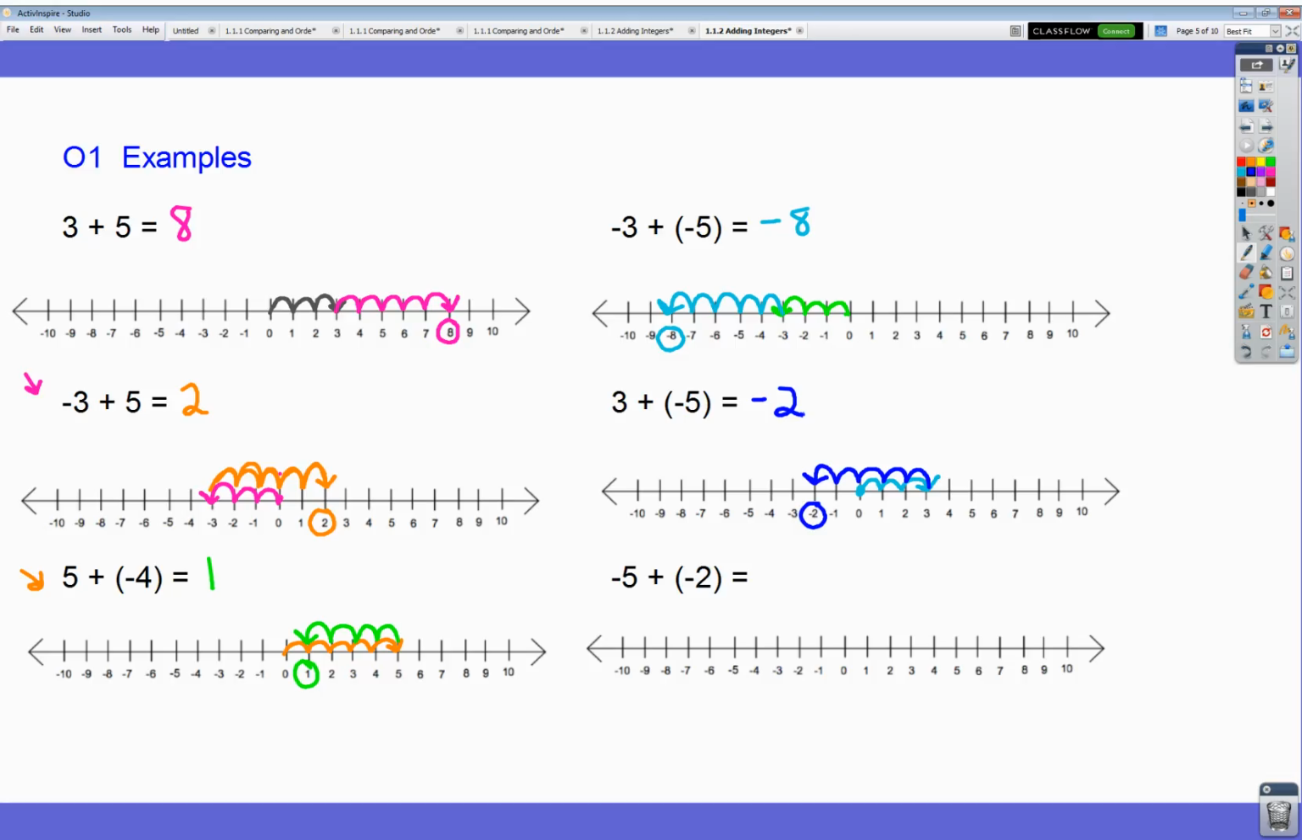And our last example, start at 0, move the distance of the first number. It's -5, so we're going to go 5 units to the left. And now we move the distance of the second number, which is -2, so we're going to go 2 more units to the left, and we get -7. -5 plus -2 is -7.